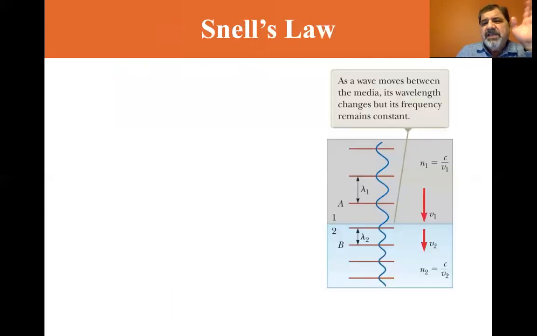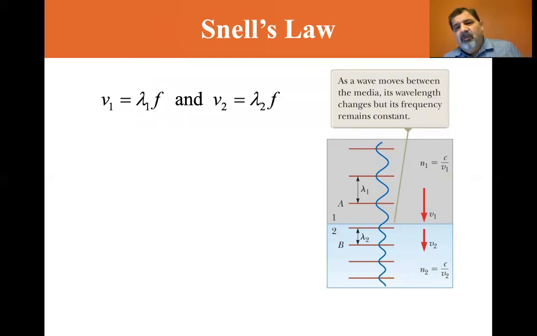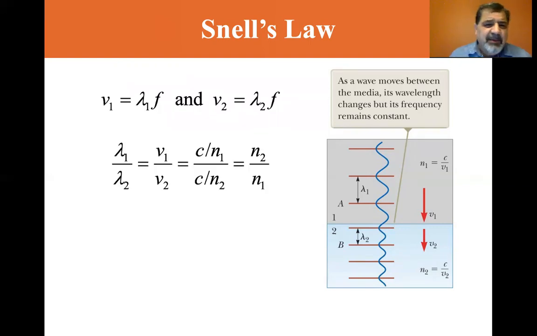Okay, Snell's law. As a wave moves between media, its wavelength changes, but its frequency remains constant. So the velocity of one is equal to the wavelength times the frequency, and the velocity of two is equal to the new wavelength, lambda 2, times the frequency. The frequency stays the same. It remains constant. So lambda 1 over lambda 2 is equal to V1 over V2.